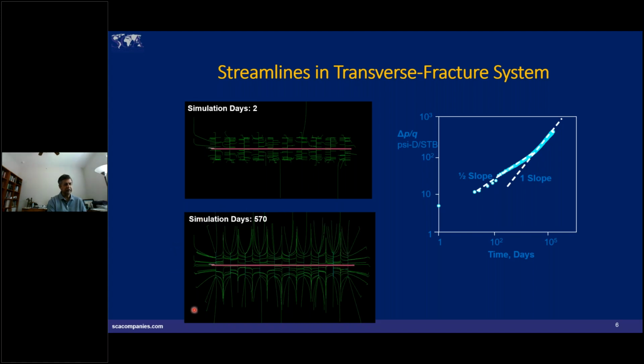And later on, when we see the total span here, that will give us the unit slope response or pseudo unit slope response. And that will give us the so-called drainage volume of the stimulated domain. So that's a metric that we can use to gauge how successful the stimulation job was in well A as opposed to B or C.